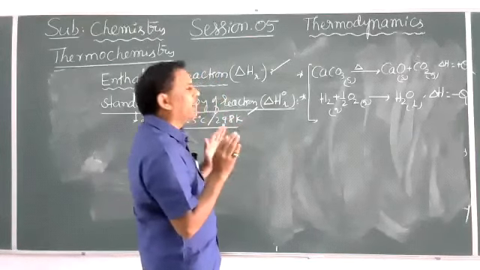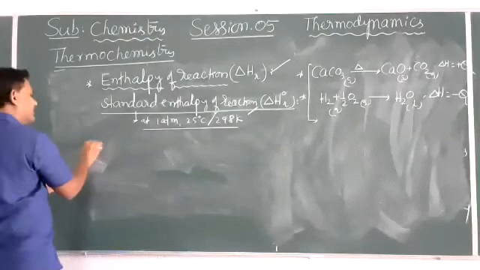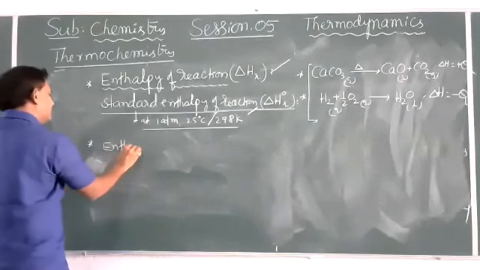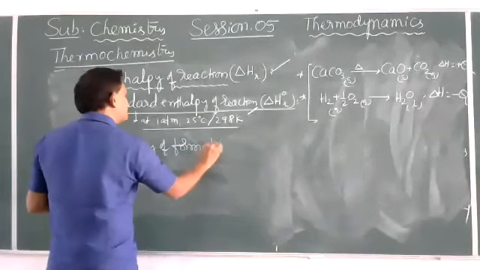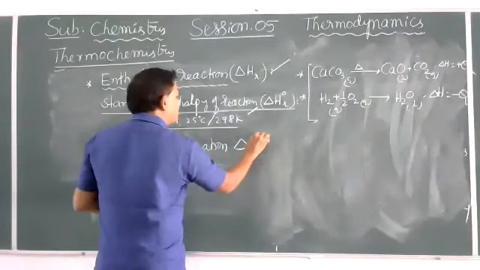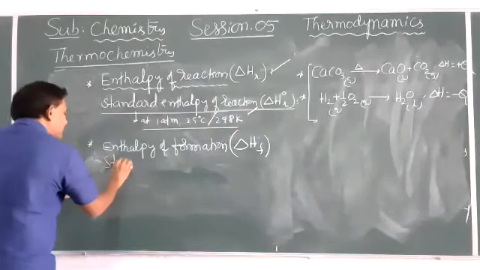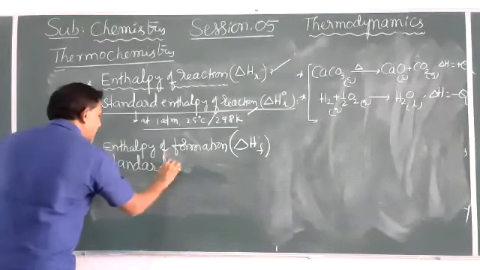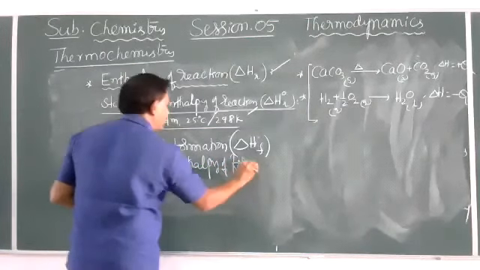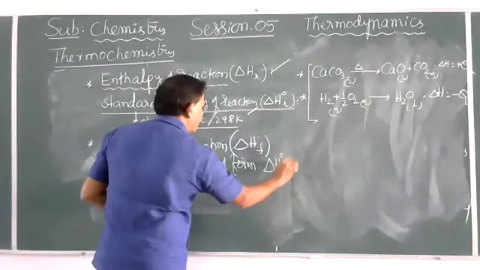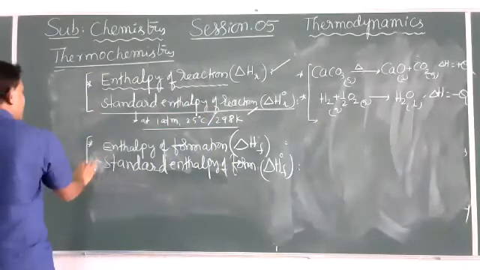Now, here is a simple confusion point. After enthalpy of reaction, one more important term we will get, that is enthalpy of formation, denoted by delta H naught F. That is calculated under standard conditions, so it is called standard enthalpy of formation, delta H naught F. These two are very, very important: enthalpy of reaction and enthalpy of formation.